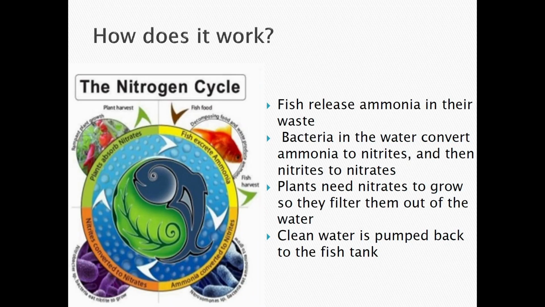Now, how does this all work? Within the aquaponic systems, there is the nitrogen cycle, where fish release ammonia in their waste, which contains nitrogen, but not in the form that plants need to uptake. So bacteria in the water convert the ammonia to nitrites, and other bacteria then convert the nitrites to nitrates, which plants need to grow. We can filter this out of the water and then pump the clean water back to the fish.